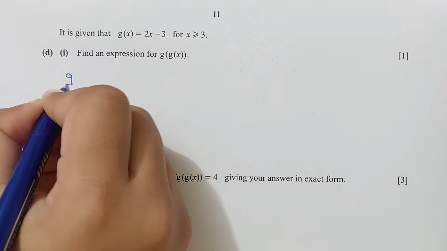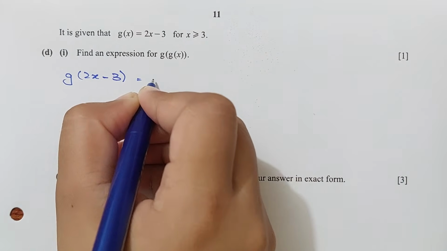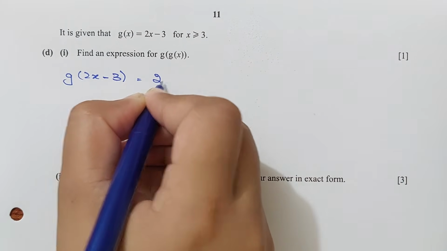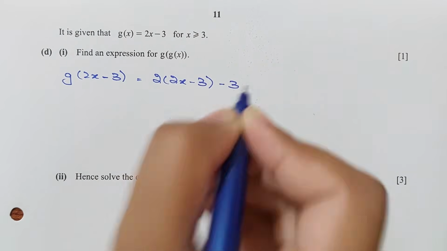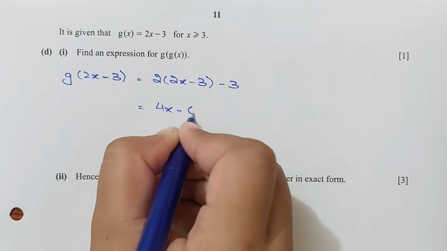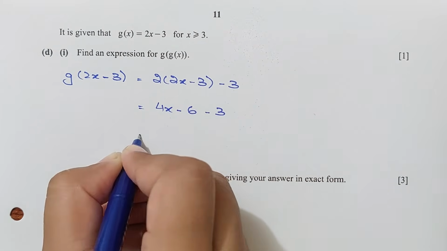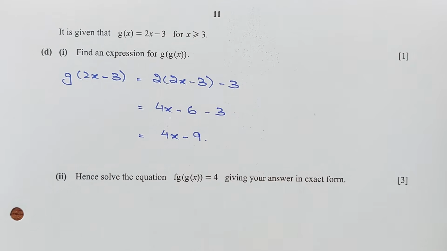Okay, so g of x is 2x minus 3, right? And g of 2x minus 3 is 2 into 2x minus 3, minus 3. So this would be 4x minus 2 times 3 is 6, minus 3. So this would be 4x minus 9, gg of x.